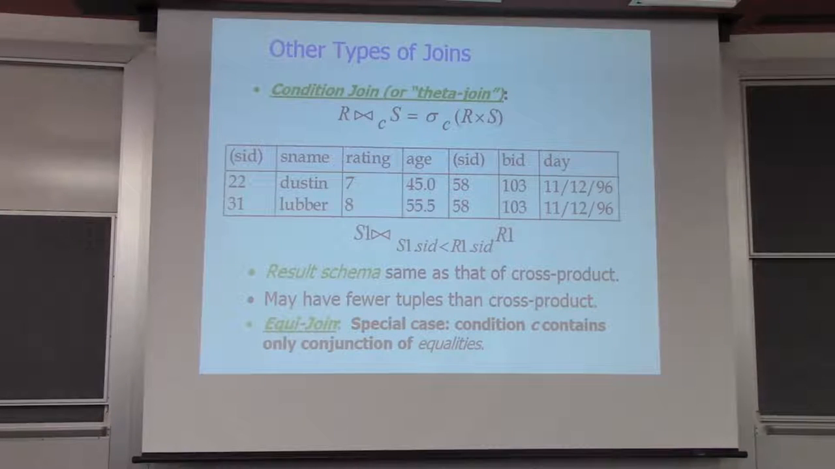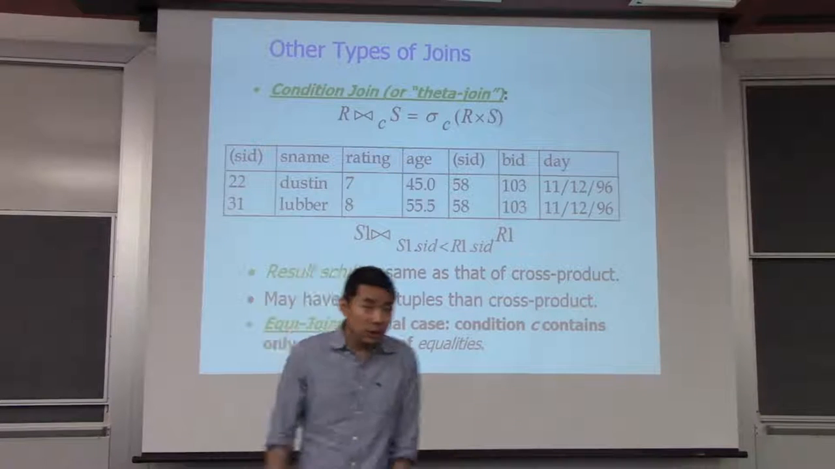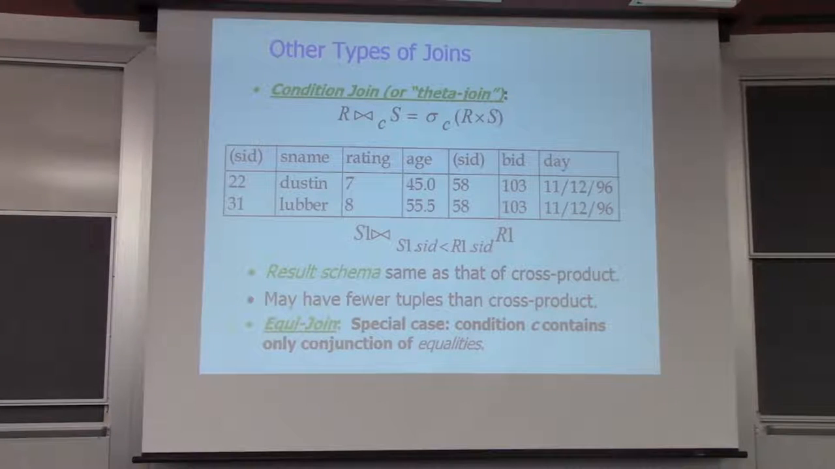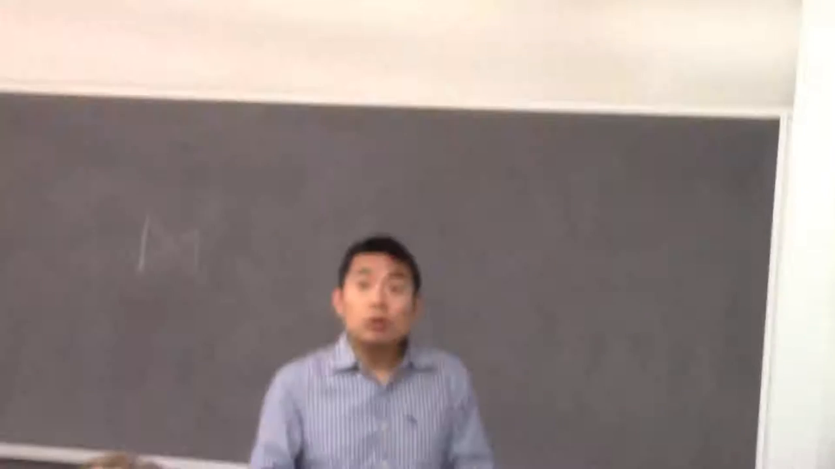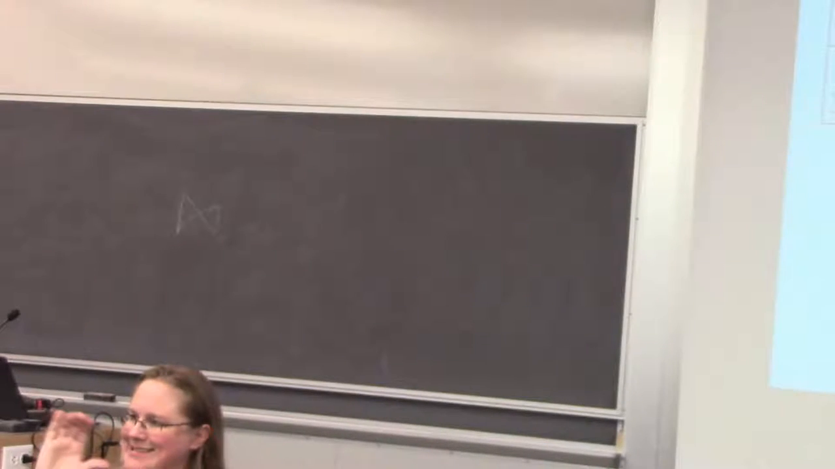There are other types of joins that you can express. In addition to natural join, we also have something called theta join. Theta join is written pretty much like natural join, except that in addition to the bow tie sign, you have a condition supplied to the subscript of the bow tie sign. That specifies your join condition. So instead of having an implicit join condition, with equality on common attributes, you explicitly set the join condition through this condition C.